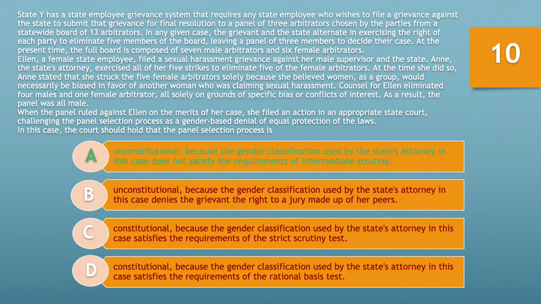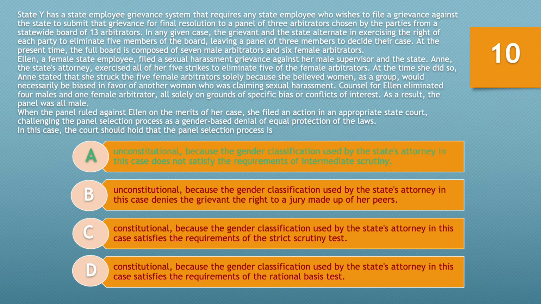C, constitutional, because the gender classification used by the state's attorney in this case satisfies the requirements of the strict scrutiny test. While that would be good if it were to, however, the strict scrutiny test is not the appropriate test here. We're looking at intermediate scrutiny. So the relation for this particular type of violation in strict scrutiny inherently misapplies the facts to the wrong test. So C is inaccurate. D, constitutional because the gender classification used by the state's attorney in this case satisfies the requirements of the rational basis test.